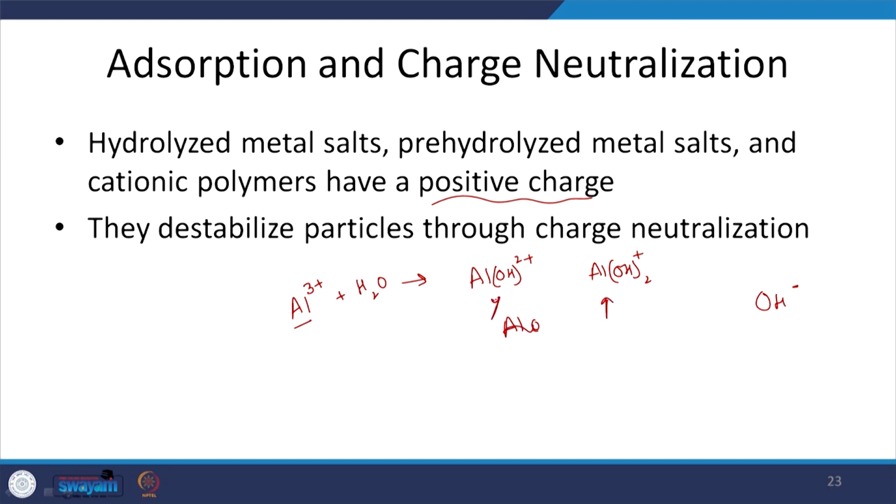These are the various complexes that we are talking about. They destabilize the particles through charge neutralization. So this is something that can happen. Why? Here we have a positive charge, right, we are imparting positive charge.